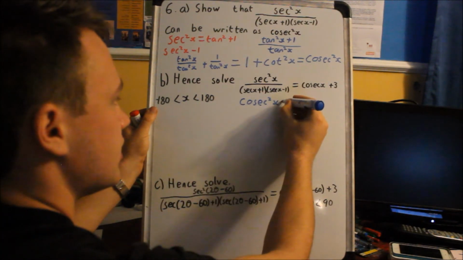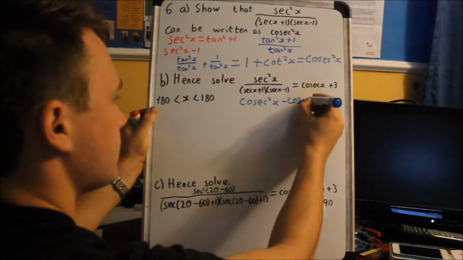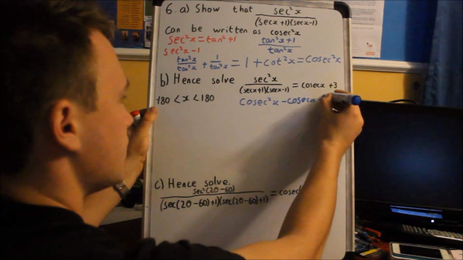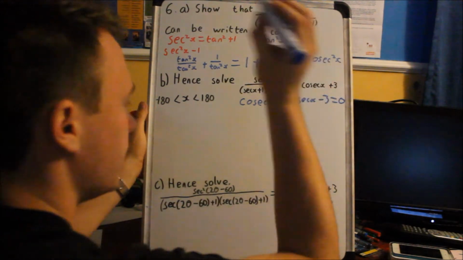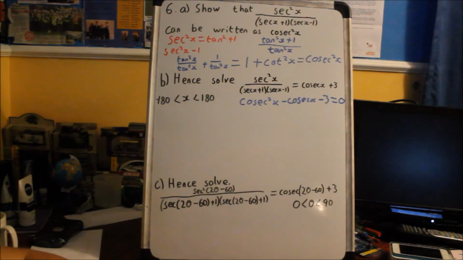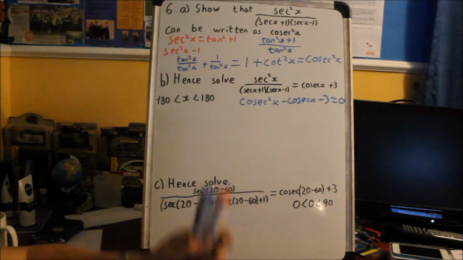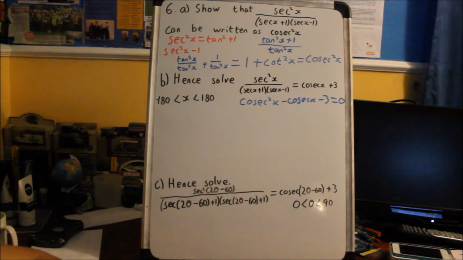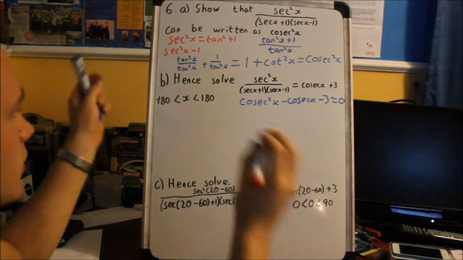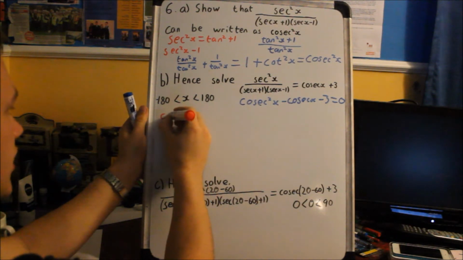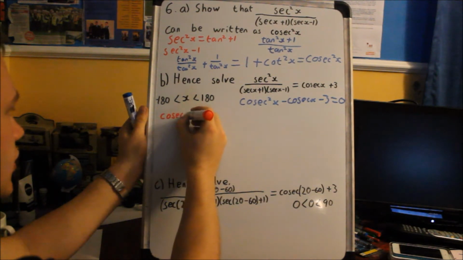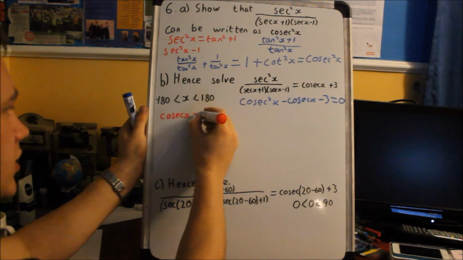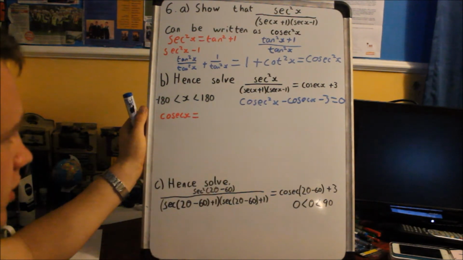So we can take these over this side and get cosec squared x minus cosec x minus 3 equals 0 straight away, because we know we're going to need to find the x values. So that doesn't factorise, which is never nice. So we can find cosec x rather than just not finding x. We can find cosec x with the quadratic formula rather than factorising it.